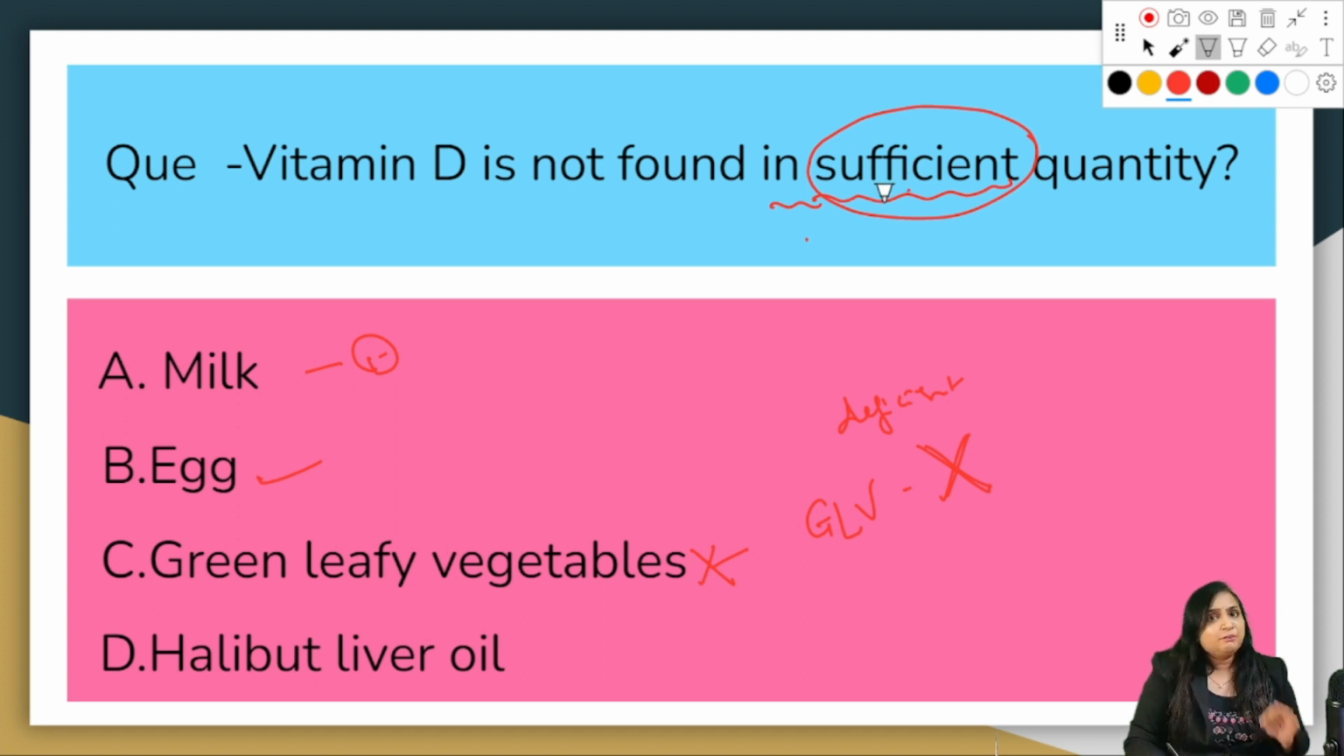Here it is present but not in a sufficient quantity, and here it is maximally present. So the correct answer is milk. Milk is not a good source of vitamin D. Vitamin D is found in milk in a very small amount.